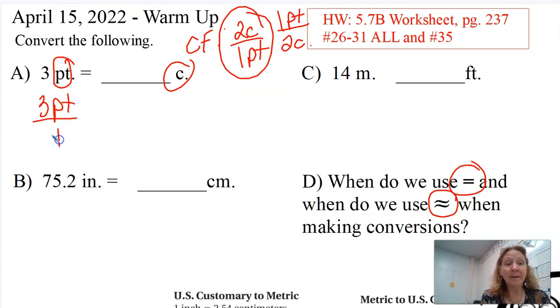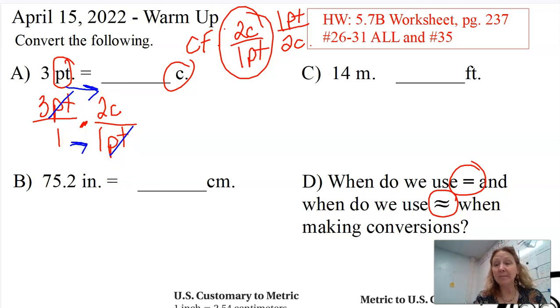3 pints, and I put it over 1. And if I multiply by 2 cups for every 1 pint, then the pints in the numerator and denominator are going to cancel out. So then remember, when I multiply across, I get 3 times 2 is 6. And then the units are cups. And then on the bottom, the units canceled out, and it's just 1 times 1, which of course is just 1, so I don't even need to put 1 on the denominator. The answer is 3 pints is equal to 6 cups.